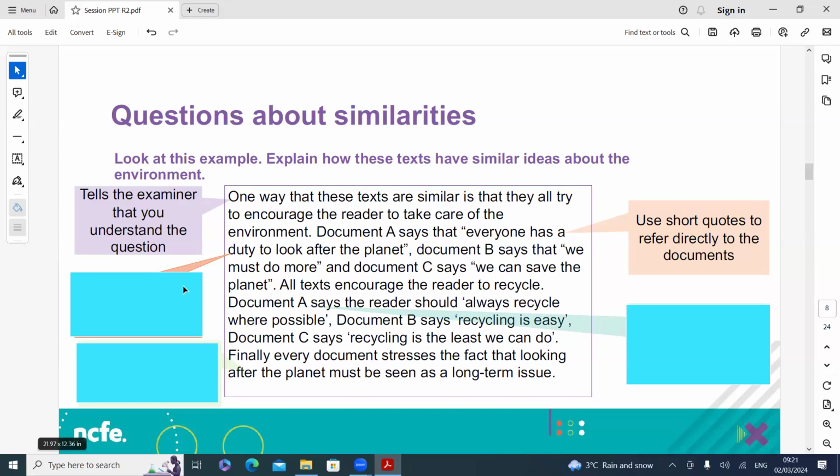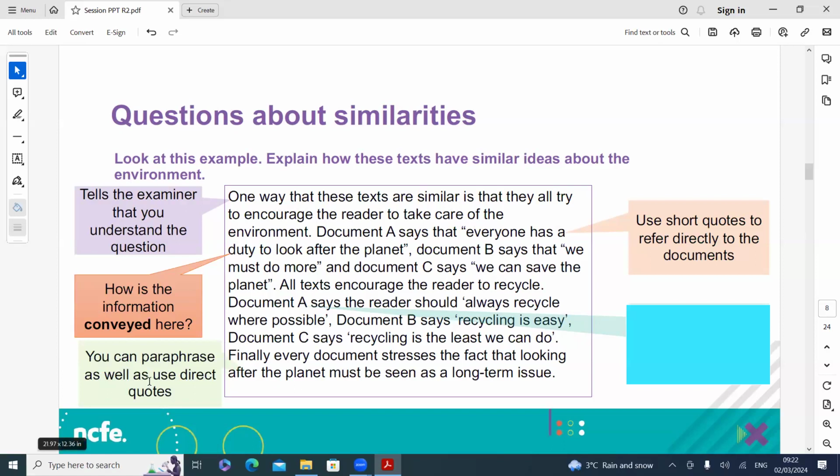Okay. So they are giving quotes that say a similar piece of information, but in a different way. So it's conveyed slightly differently, and that's where they've used their quotes. So we've already read through those quotes. So as well as quotes, they have paraphrased. So they've put it into their own words. All texts encourage the reader to recycle.